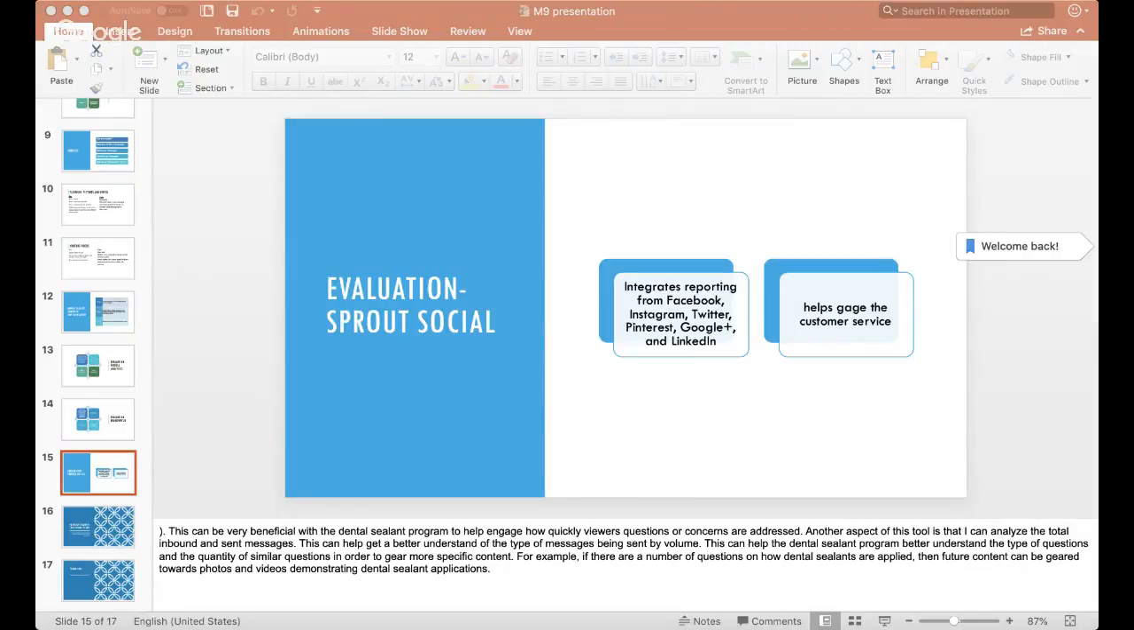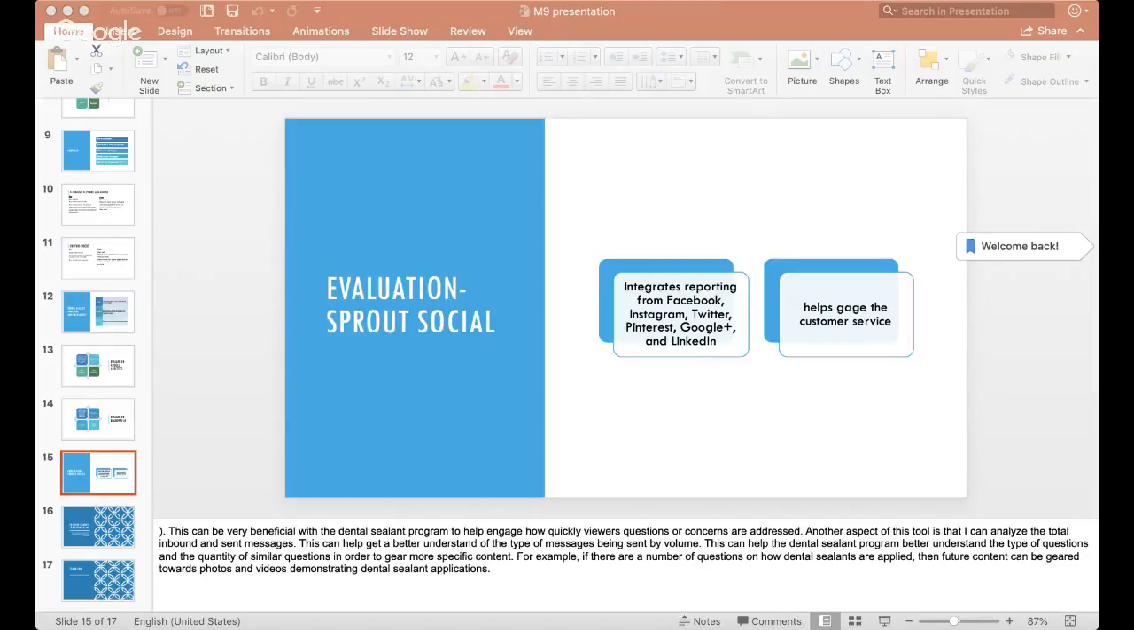How fast are we addressing their concerns, and how many outgoing messages or inbound messages are there about a certain topic? So if there are a lot of inbound messages about how do I get dental sealants, where do I get it, what age group do I need to be, if there are a lot of questions that are very similar, it helps strategize exactly where the content needs to address first. This can help us better understand the type of message being sent by volume.